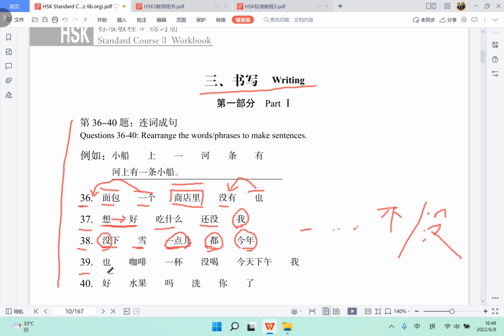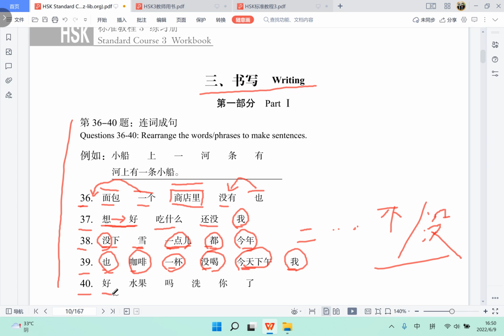Okay, and number 39. So 也, also, right. So coffee, 一杯, one cup, 没喝, haven't drunk. So 今天下午, this afternoon, and 我, so I, right? So the time phrase could be before the subject or after the subject. It's both okay. So personally, I prefer to put the time phrase before the subject. So this one here, 今天下午我一杯咖啡也没喝. So again, 一什么什么没, 一什么什么不. You can check it by yourself in your textbook for the complete negation form sentence patterns.